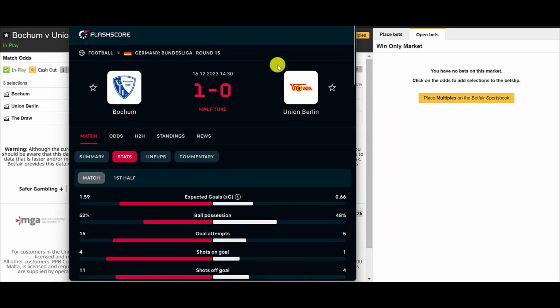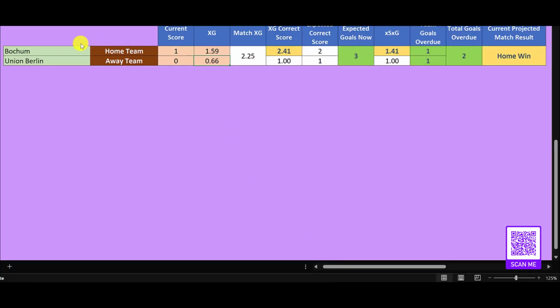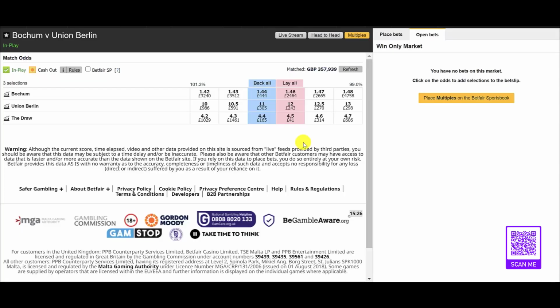Half time in this match, Bochum 1, Union Berlin 0. So let me show you what the numbers are showing us for this one. You can see here, Bochum are winning. We're expecting that, that's about right, the match result being a home win. However, we've got a couple of goals overdue. We've had 1 goal in this match, and we're currently expecting 3 overall. So 2 more should have been scored by now, and we still have 45 minutes to get them.